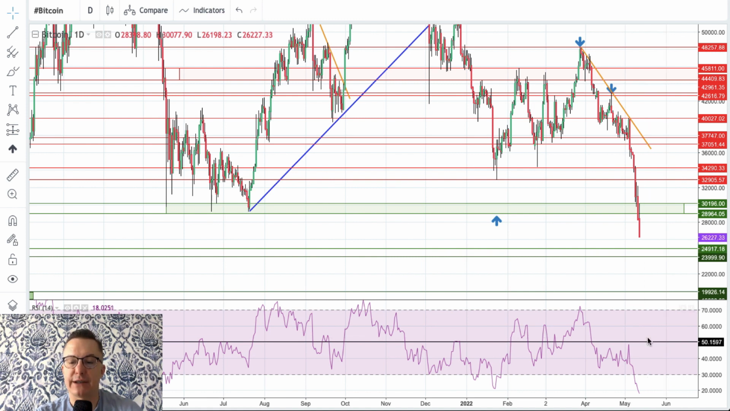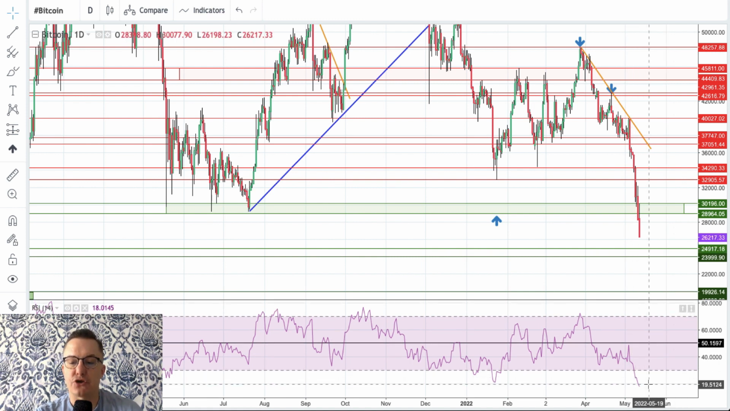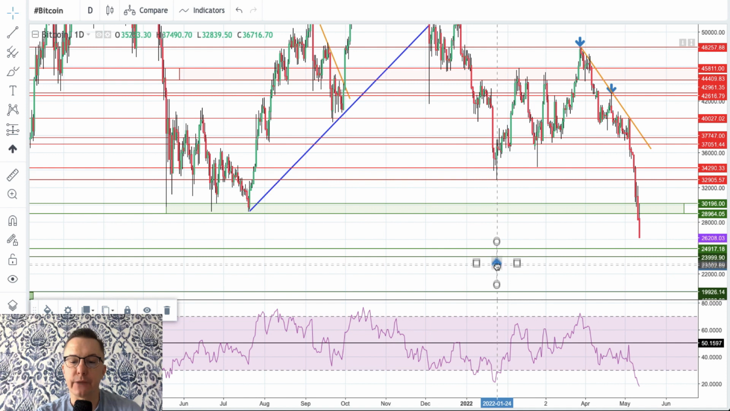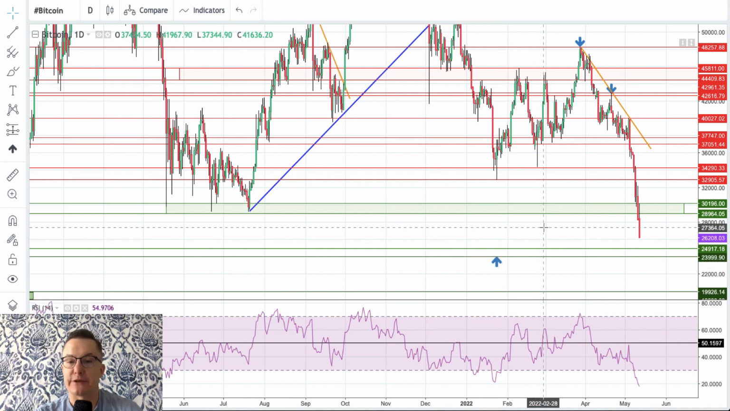However, please notice that we are in extremely oversold market conditions. 18 is the score on the RSI. So please be careful right now, because we might have very unpleasant market swings coming soon to the Bitcoin market when we hit some important support.